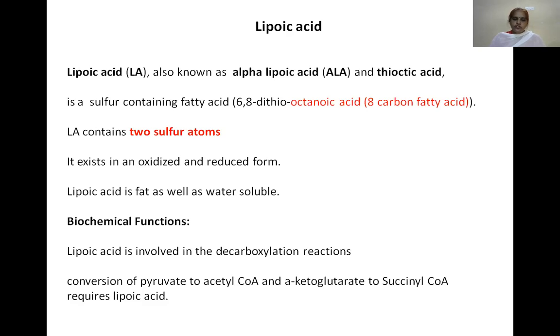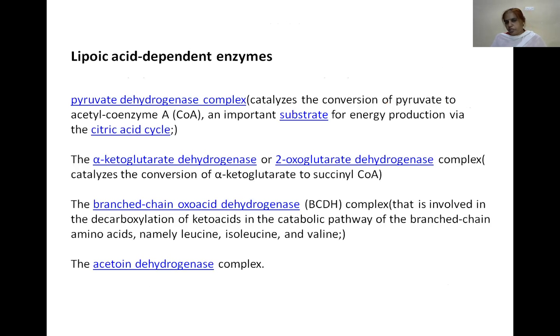If you see the biochemical functions, lipoic acid is involved in decarboxylation reactions. The most important lipoic acid dependent enzymes are pyruvate dehydrogenase complex, alpha ketoglutarate dehydrogenase or 2-oxoglutarate dehydrogenase, and branched chain oxoacid dehydrogenase. If the examiner asks what the lipoic acid dependent enzymes are, you can immediately answer pyruvate dehydrogenase complex and alpha ketoglutarate dehydrogenase. You can remember at least those 2.